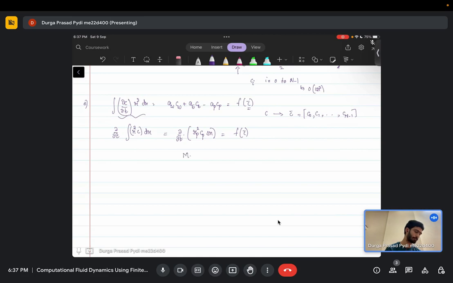So you have M times del C bar del T, where M is essentially your rp square times Cp matrix. Since it is a matrix, I am writing it in the indicial form. So R0 square C0, and so on, 0 R1 square C1, 0 0 R2 square C2, and so on. So this will be your M matrix times dC/dt equals f of C bar. C bar is essentially this vector.